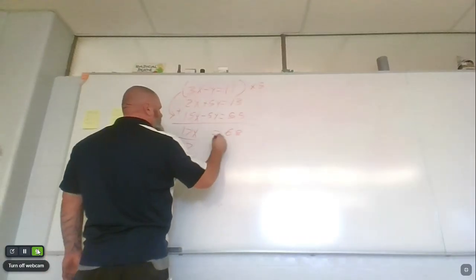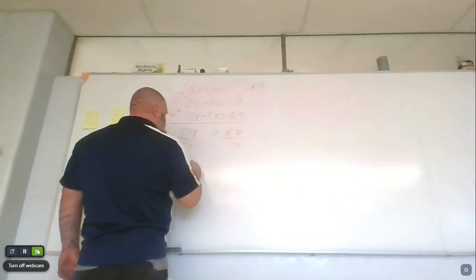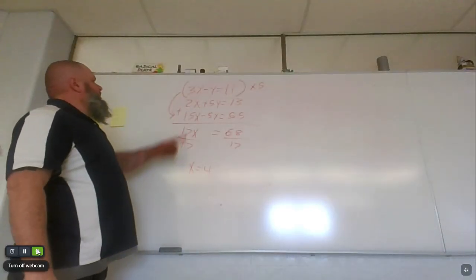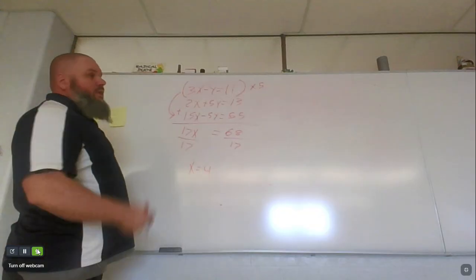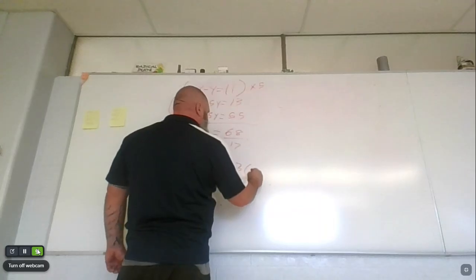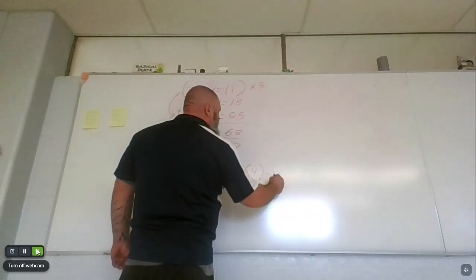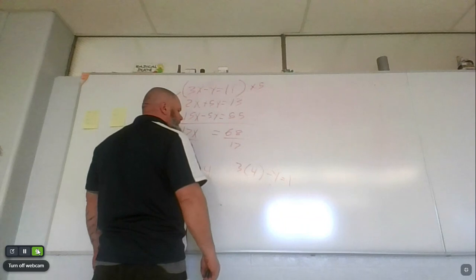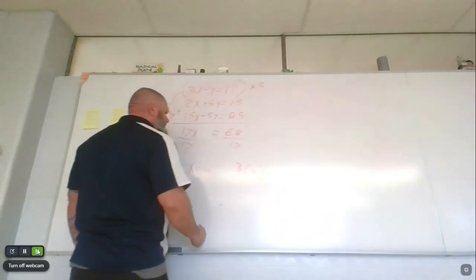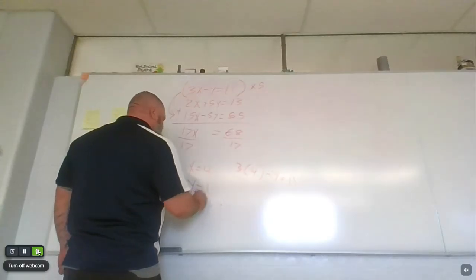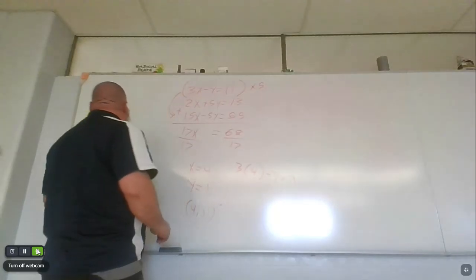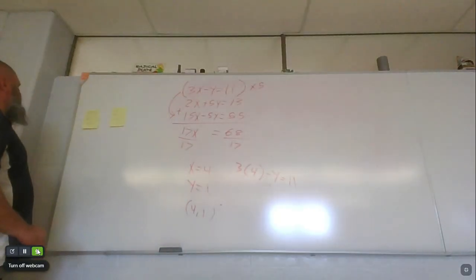Divide both sides by 17. x equals 4. Once we get 4, I'll just take 3x minus y equals 11. You can use the original one you want. I have 3 times 4 minus y equals 11. 12 minus y equals 11. y equals 1. So we have the point 4, 1 as a solution.